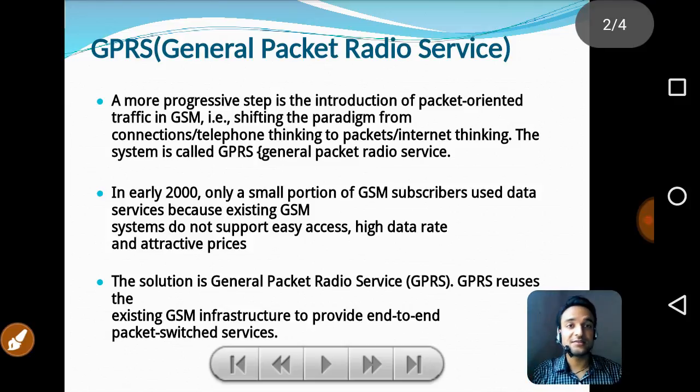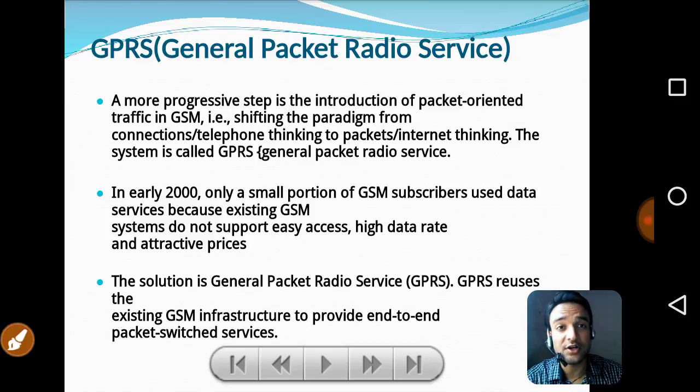So what is GPRS? GPRS stands for General Packet Radio Service. A more progressive step is the introduction of packet-oriented traffic in GSM, that is, shifting the paradigm from connection-oriented telephone thinking to packet-based internet thinking. The system is called GPRS. So this is actually a definition of GPRS. Let me explain what GPRS is and what its history is.